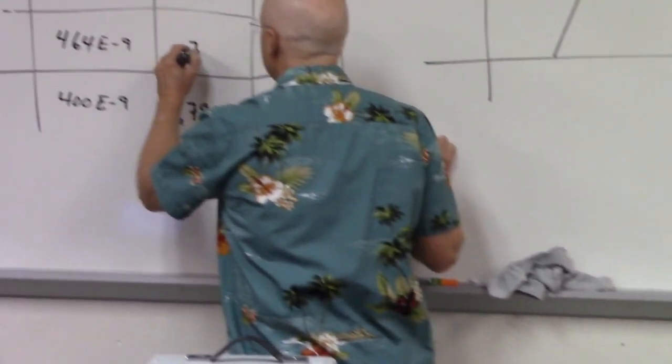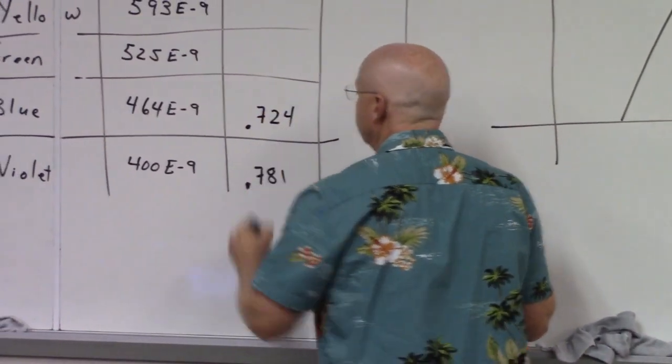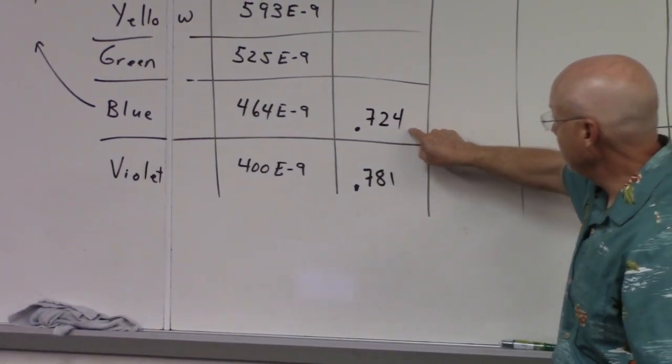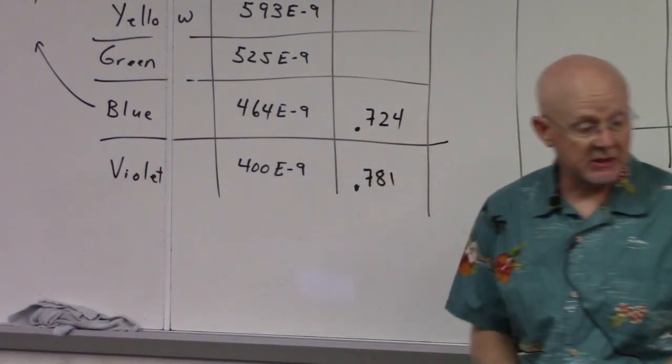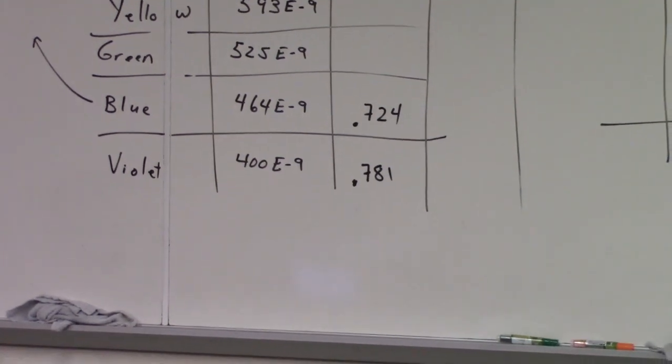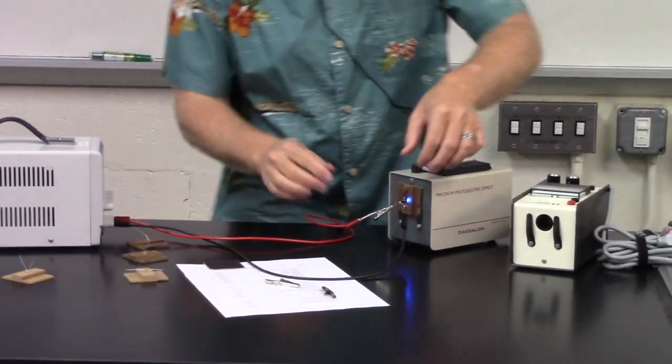So 0.724. So you can see they have less energy. It took less of a stopping voltage to stop them. Okay, we'll continue on. Turn this one off.